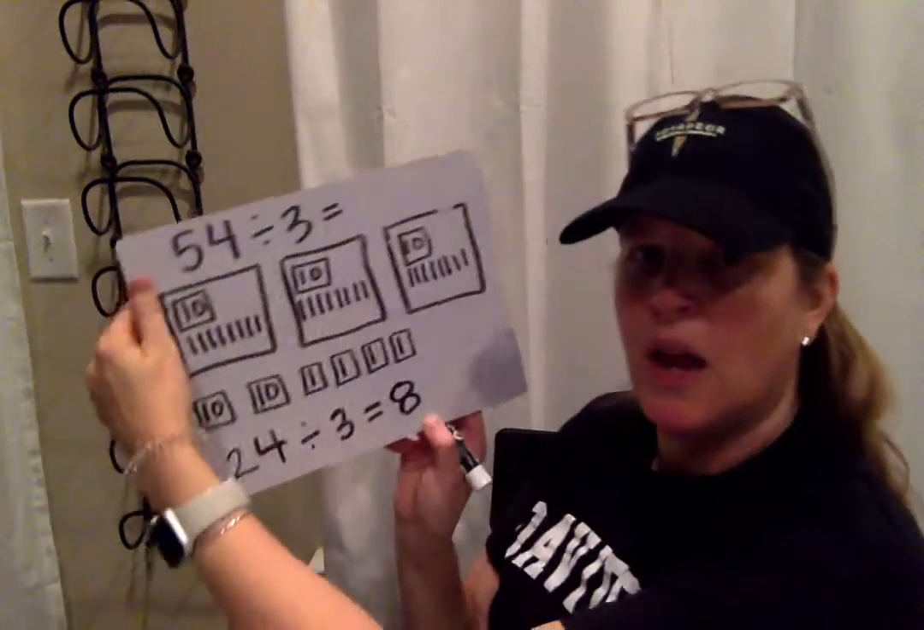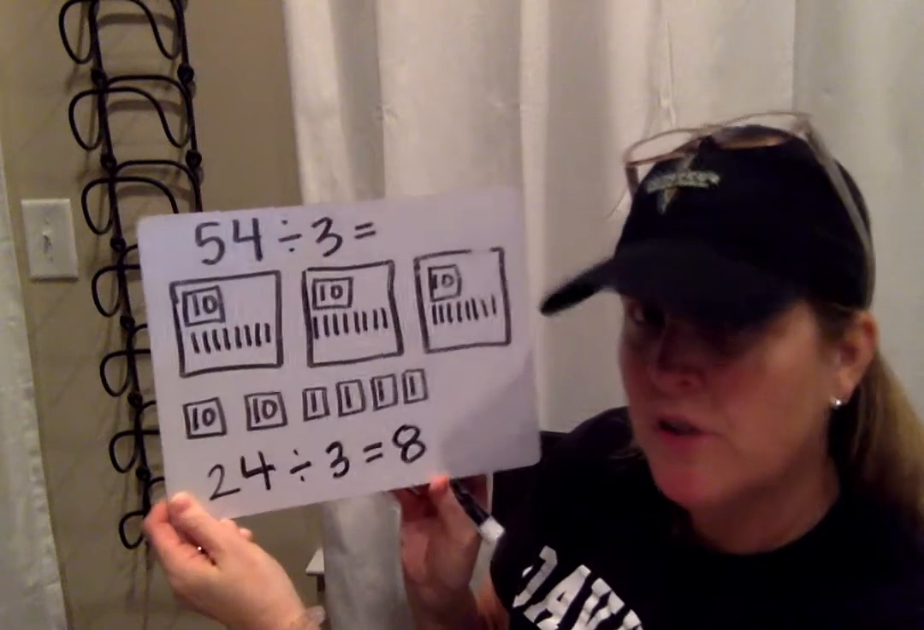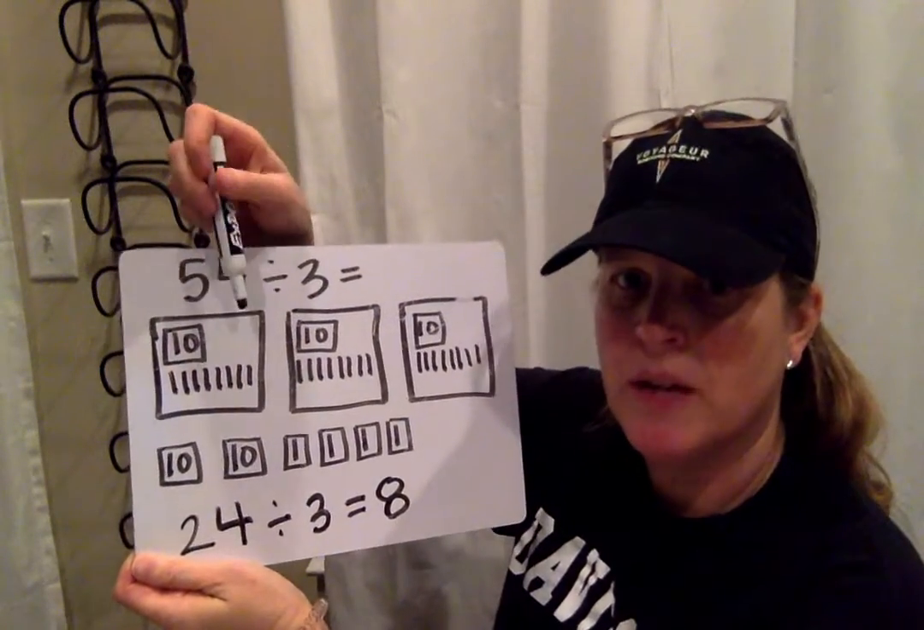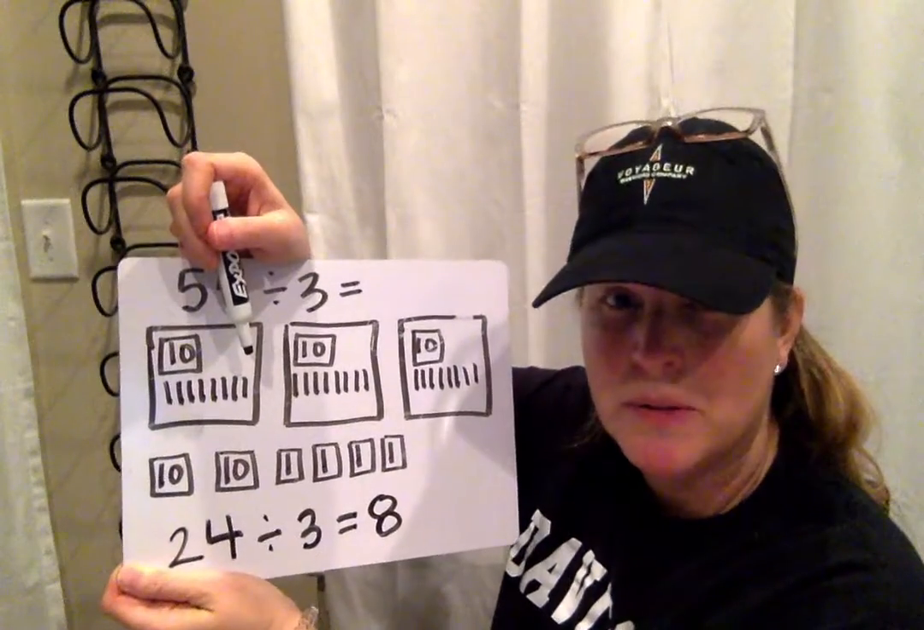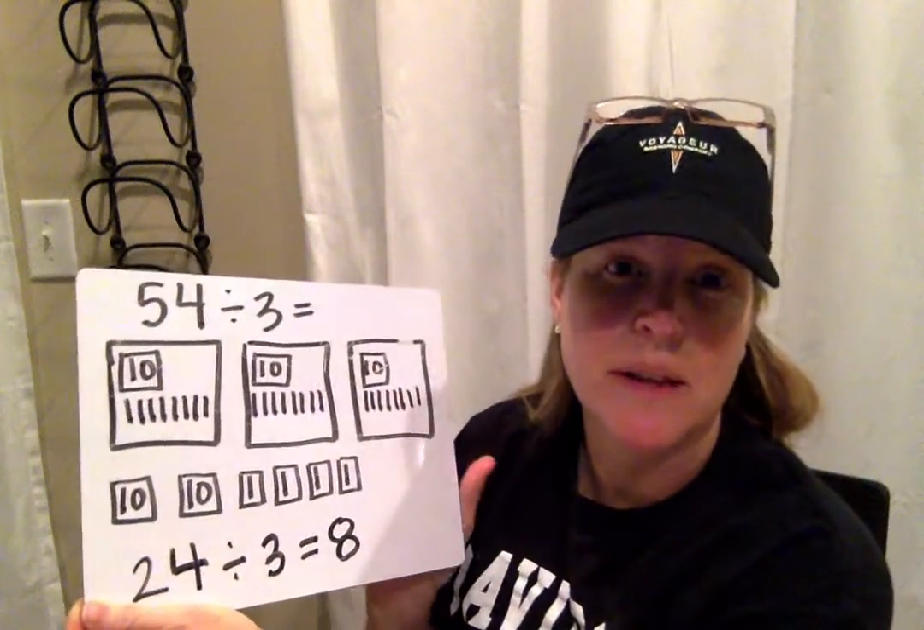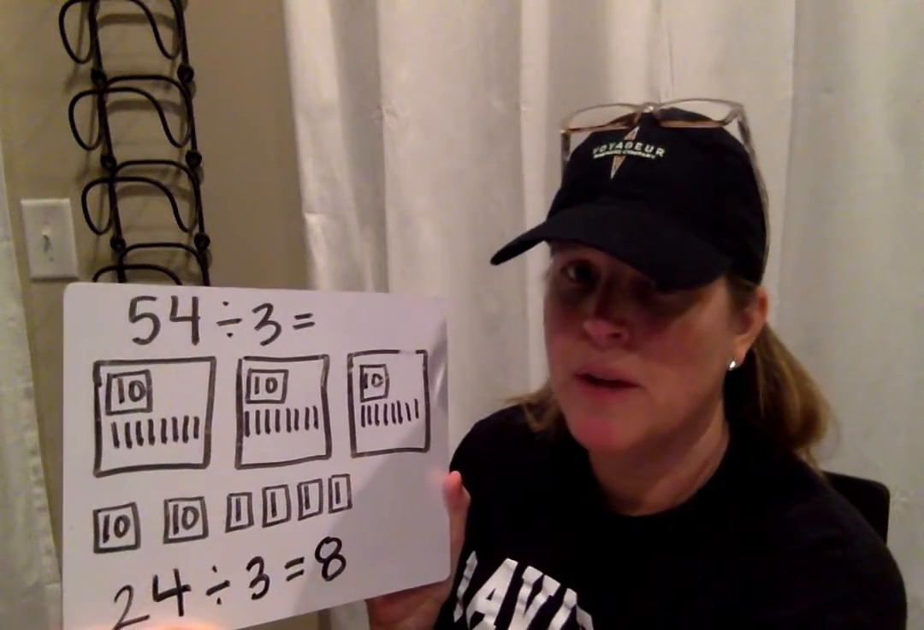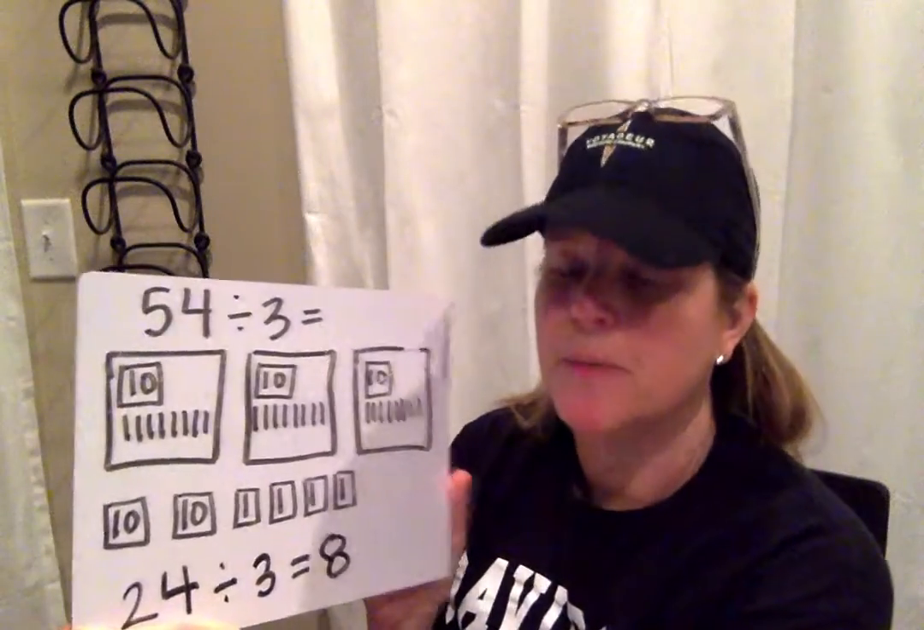1, 2, 3, 4, 5, 6, 7, 8. I'd like you to draw a diagram just like this. I can see that everybody has 1 $10 bill and 8 $1 bills in their box. That means everybody gets $18. That's right. So 54 divided by 3 is 18.